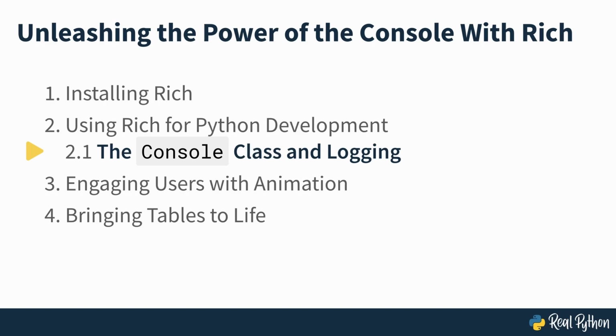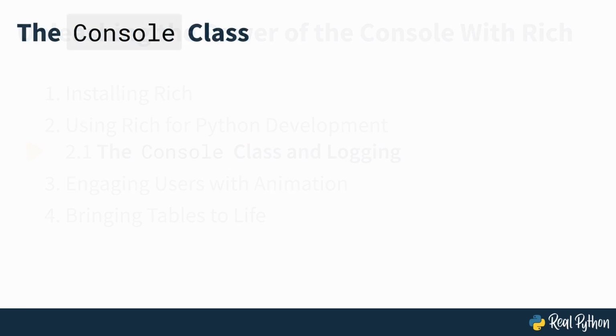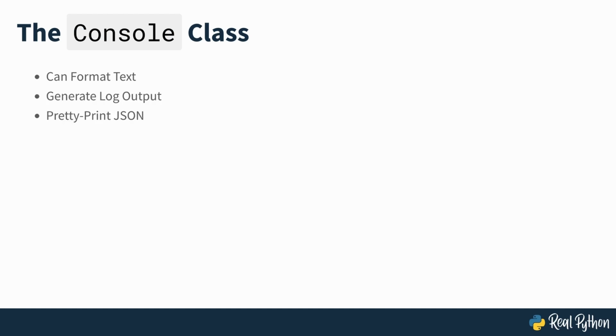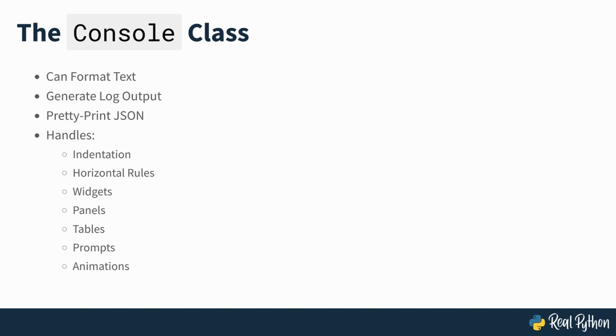Rich has a console class that encapsulates most of the package's capabilities. A console instance can format text, generate colorized log output, or pretty print JSON. And it can also handle indentation, horizontal rules, widgets, panels and tables, as well as interactive prompts and animations. You can capture console output and export it as text, SVG, or HTML.